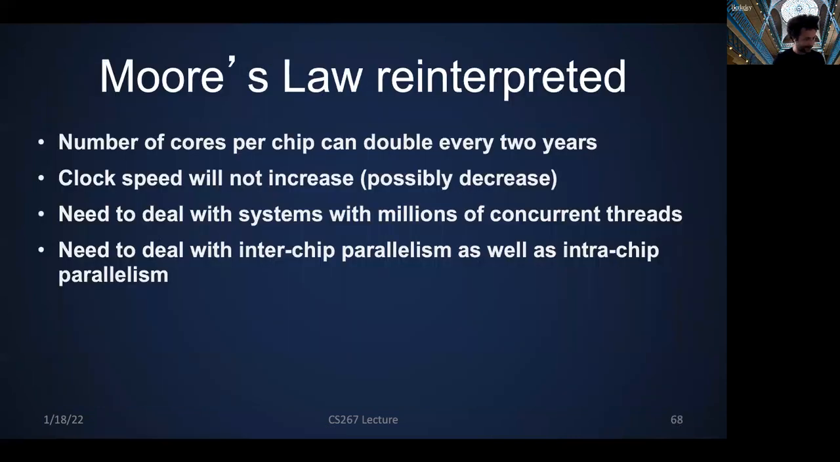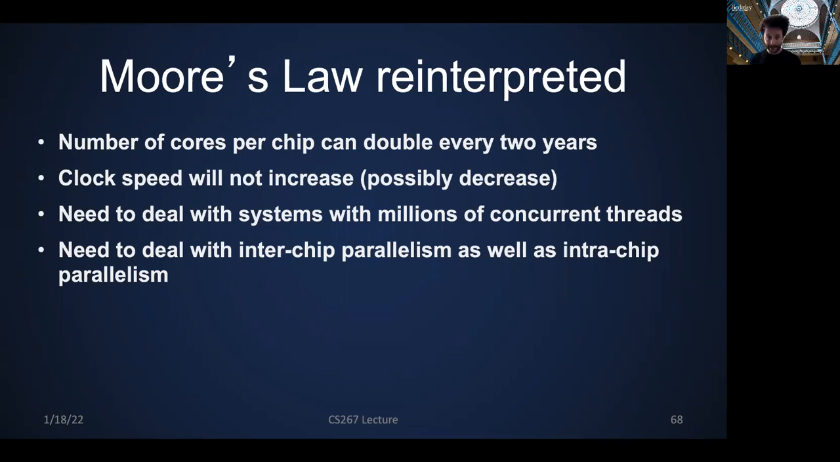So finally, we get this reinterpreted Moore's law. The number of cores per chip can double every 2 years. It might not happen, but it can. Clock speeds will not increase. They might only decrease, because putting more cores might push your processor out of the power budget very quickly, in which case chip manufacturers might opt to actually decrease your clock speed. There'll be lots of concurrent threads, and you have to deal with inter-chip and intra-chip parallelism.